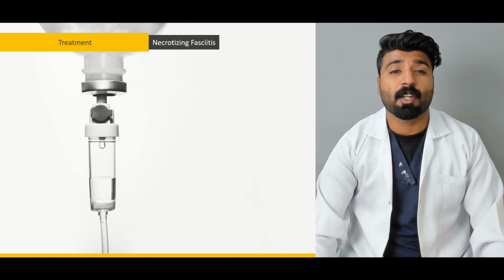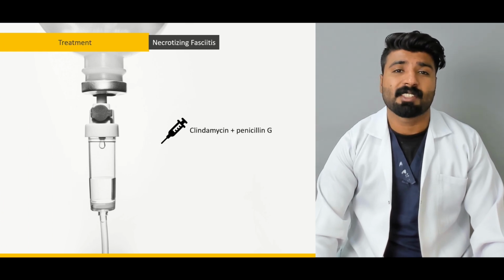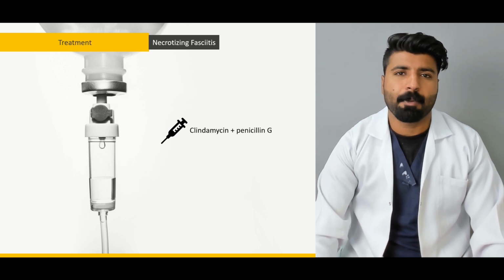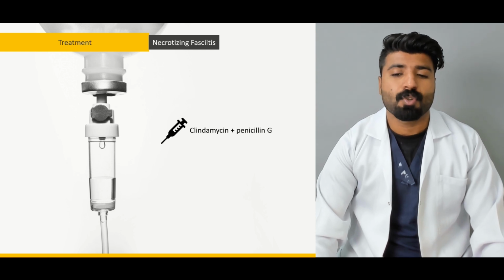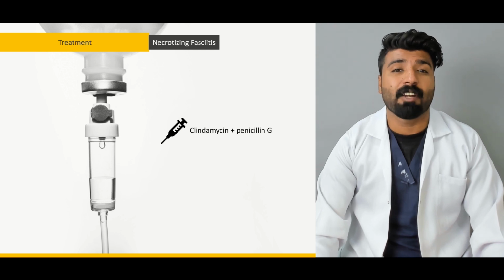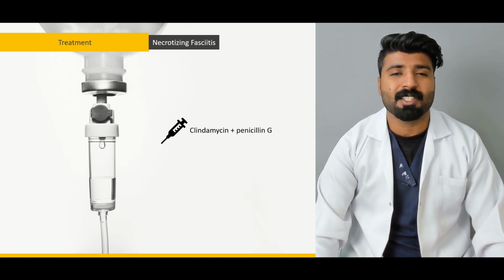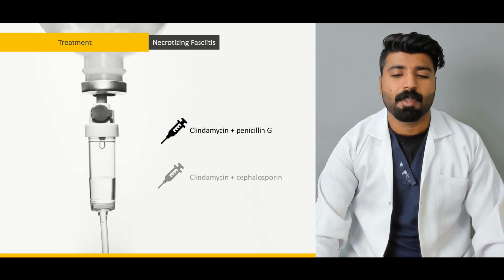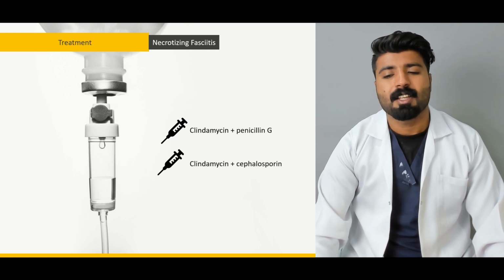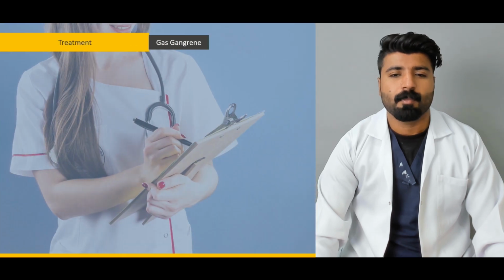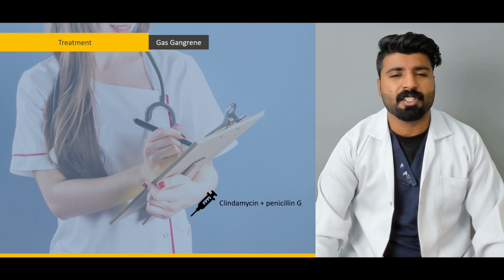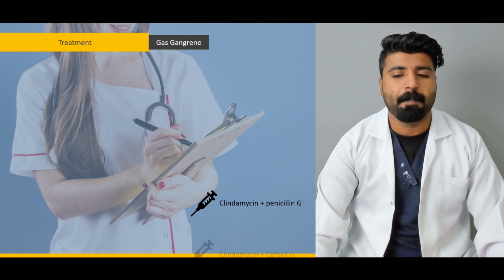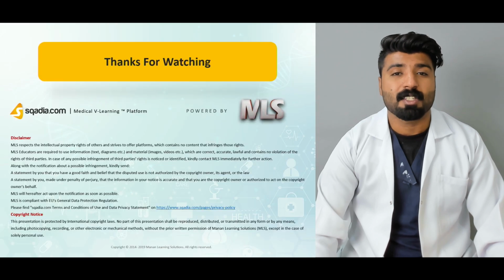Next on, we have treatment of necrotizing fasciitis. In some cases, the necrosed area might be removed, might be amputated, but in some cases it's not. So it depends upon the severity of the condition, the severity of the patient. So the medical treatment for necrotizing fasciitis is clindamycin plus penicillin G, and then we have clindamycin plus cephalosporin. Next on, we have the treatment of gas gangrene. We talked about gas gangrene. The treatment of gas gangrene is the same as this. It's clindamycin and penicillin G, or clindamycin and cefoxitin.